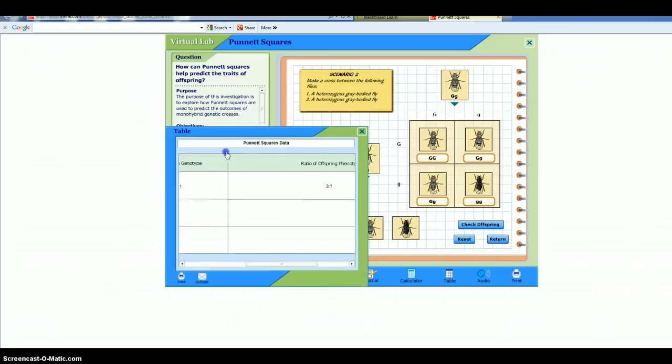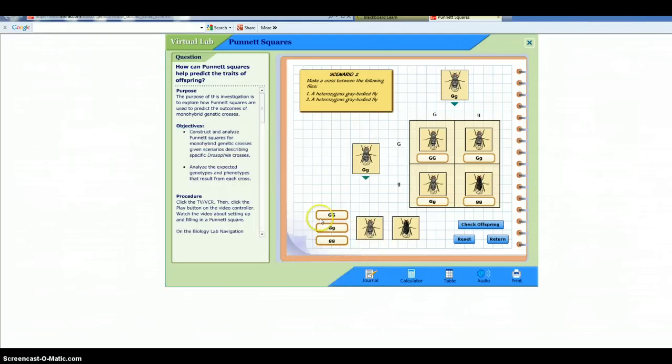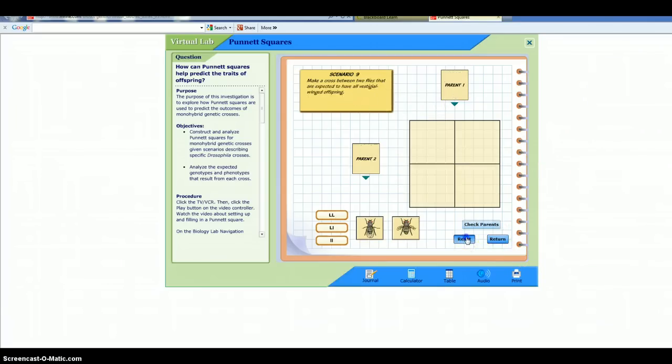So we can set this table out of our way. I want to get it out of our way. Well, maybe it'll stay that way. So we got that one done. Now let's do another scenario. Return, reset. Okay, scenario 9.